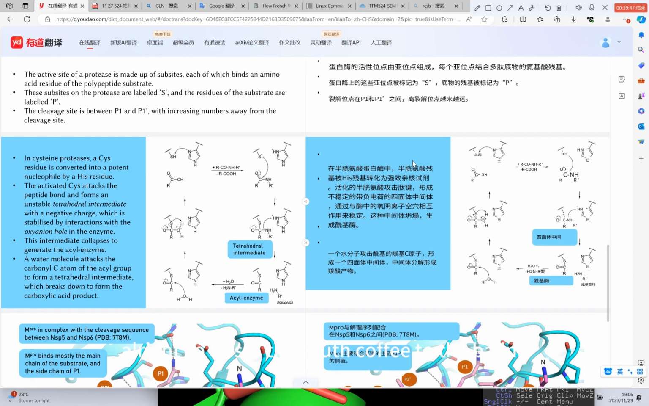Alright, so this is the SARS-CoV-2 protein. It cleaves mainly between leucine and glycine. Okay, when you look, this is the complex of the protein with the substrate, with the cleavage sequence between NSP5 and NSP6. Just now you saw the polyprotein. So all the polyprotein in between them, that's the peptide sequence which can be cleaved. So they chose 5 and 6 for this example.